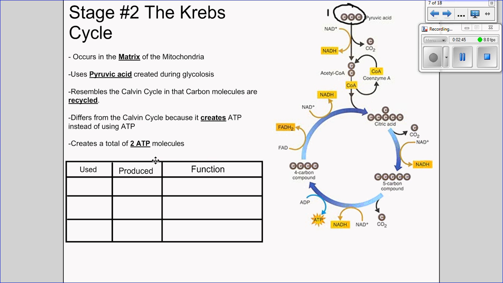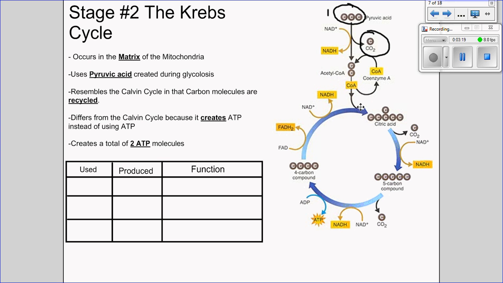And what ends up happening is it creates another 2 ATP. So let's briefly talk about it. Again, this is a little bit more information you guys need to know, but it's interesting to take a look at. So what happens is your pyruvic acid comes in, and this is where your carbon dioxide is created during cellular respiration. So all this carbon dioxide that you breathe out on a daily basis, it comes from the Krebs cycle.